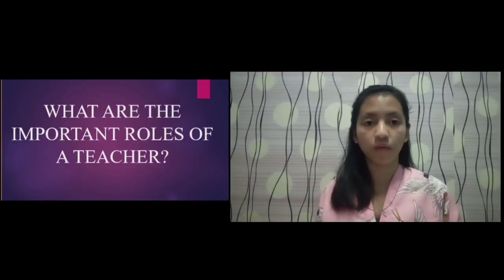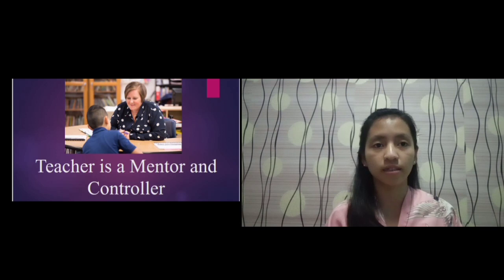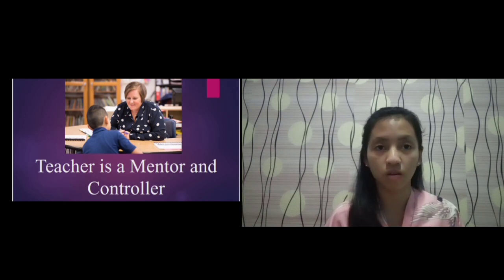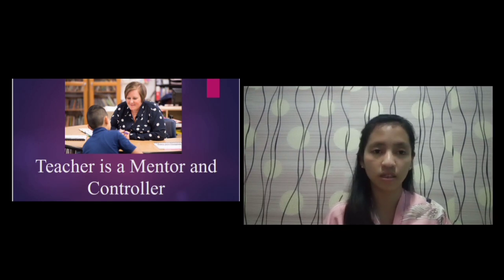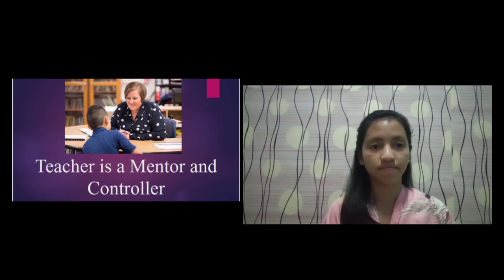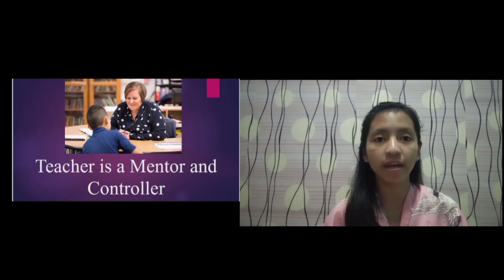What are the important roles of a teacher? A teacher is a mentor and controller. The mentor: one of the biggest roles a teacher may have is that of a mentor. Students look up to teachers and model their work ethic on the instructor. The controller is in complete charge of the class, what students do, what they say, and who they see.